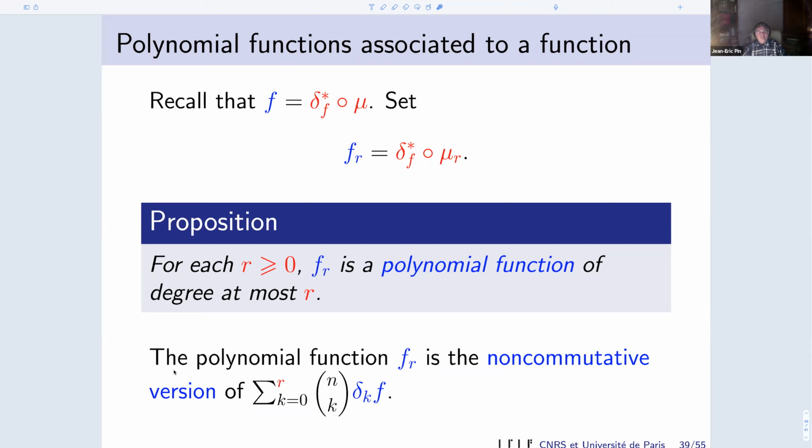So the conclusion is that this polynomial function f_r is exactly the non-commutative version of this truncated series.